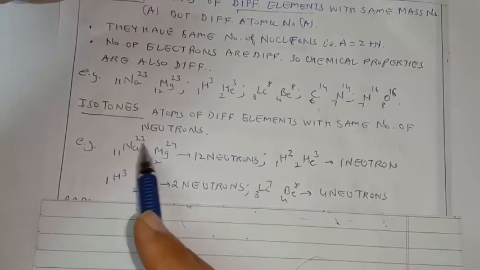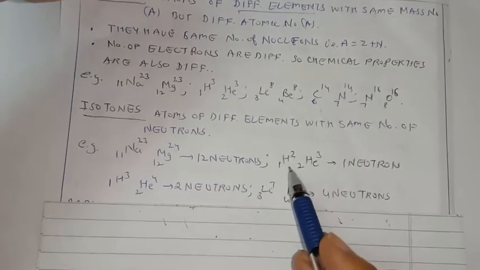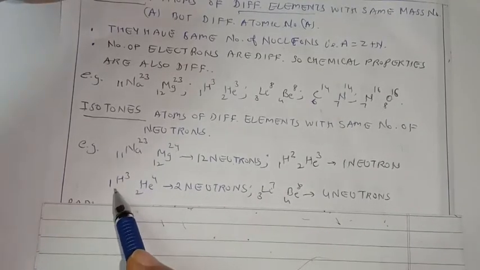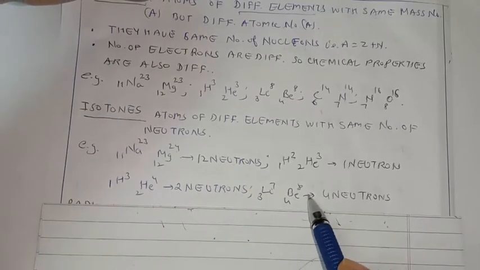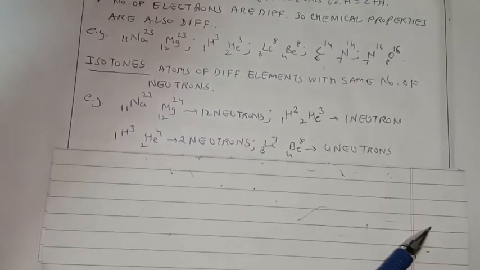Sodium 11,23, magnesium 12,24. They have 12 neutrons each. Hydrogen 1,2, helium 2,3, 1 neutron each. Hydrogen 1,3, helium 2,4, 2 neutrons each. Lithium 3,7, beryllium 4,8, 4 neutrons each. You can calculate and verify that they are isotones of each other.